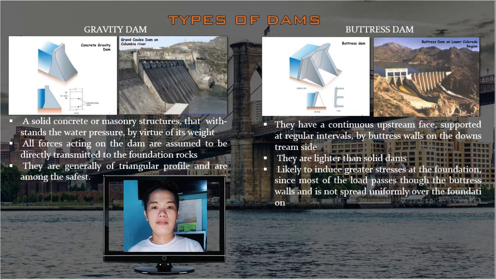The second one is a buttress dam. An example of a buttress dam is the one located on Lower Colorado region. They have a continuous upstream face supported at regular intervals by buttress walls on the downstream side. They are lighter than solid dams. They are likely to induce greater stress on the foundation since most of the load passes through the buttress walls and is not spread uniformly over the foundation.